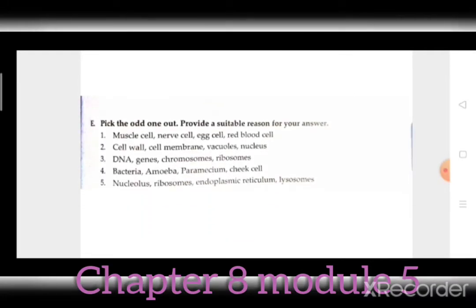Next question is pick the odd one out, provide a suitable reason for your answer. So here first one is muscle cell, nerve cell, egg cell, red blood cell. So the answer will be egg cell.